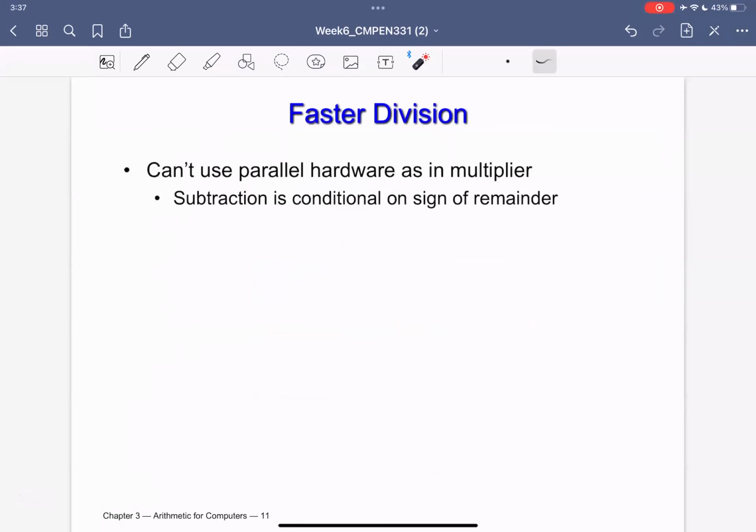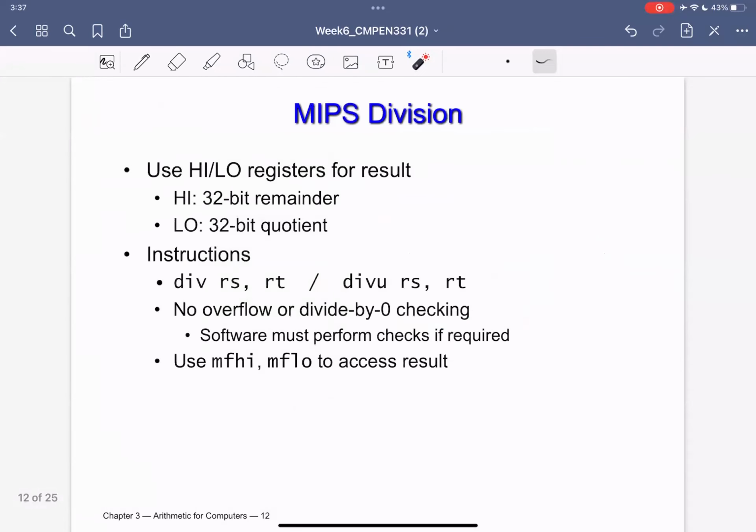Unfortunately, we can't do pipelined and parallel division, since we have a subtraction, and this is conditioned on the sign of the remainder. So I won't be able to do this in parallel. Unfortunately, with division, I can't do this in parallel.